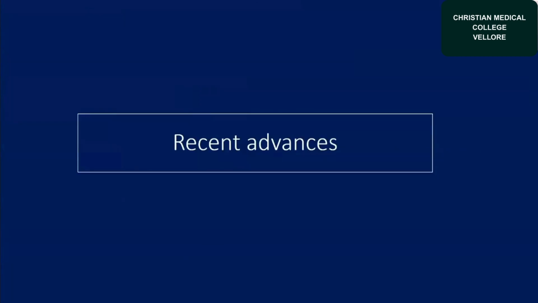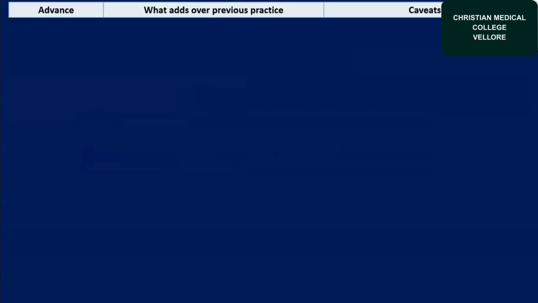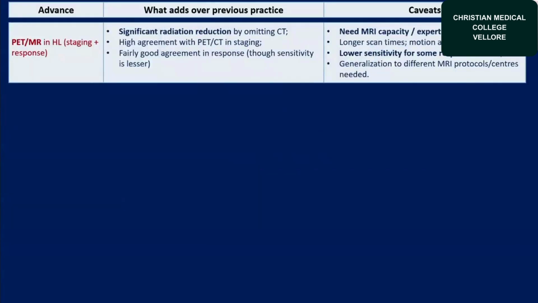So just moving on to some of the recent advances in PET imaging in lymphoma. PET-MR has been coming up in a big way. It has significant radiation reduction because it omits the CT dose to the child. It has high agreement with PET-CT in staging. However, it may have somewhat lower sensitivity for some of the response lesions, so that may be something to keep in mind. And not all centers may be able to do this.